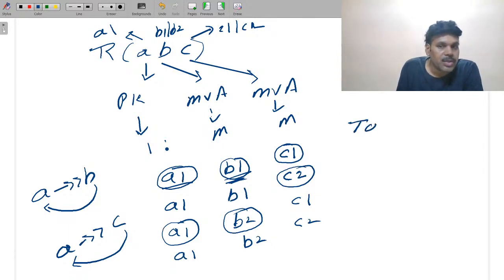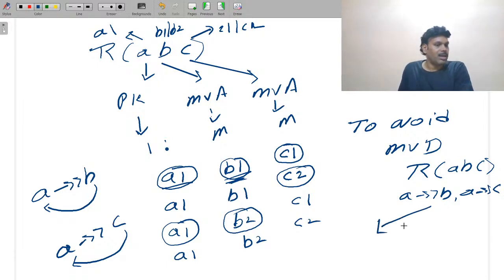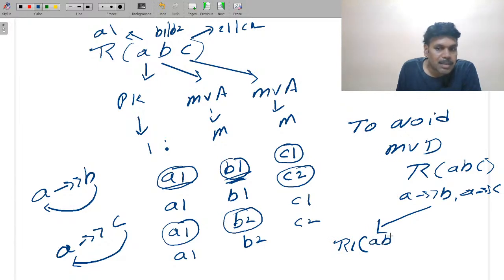So to avoid MVD, what I said: your R with ABC is suffering from A implies B and A implies C, so break it. How to break? R1 with only AB and R2 with only AC. That's it.